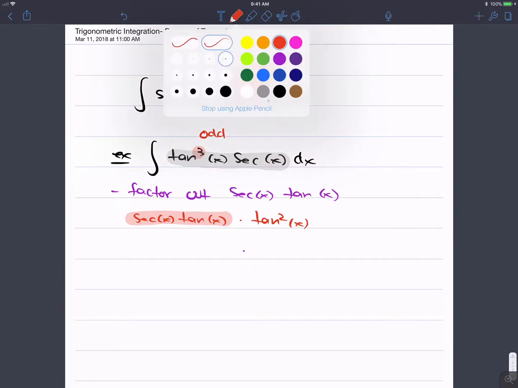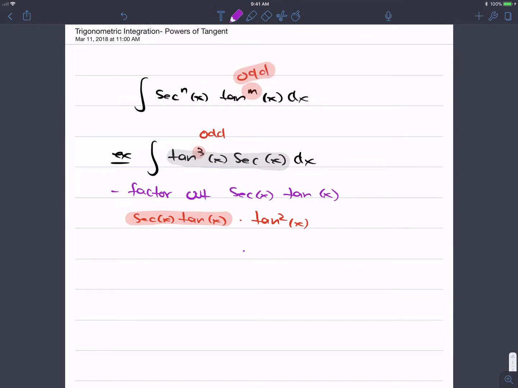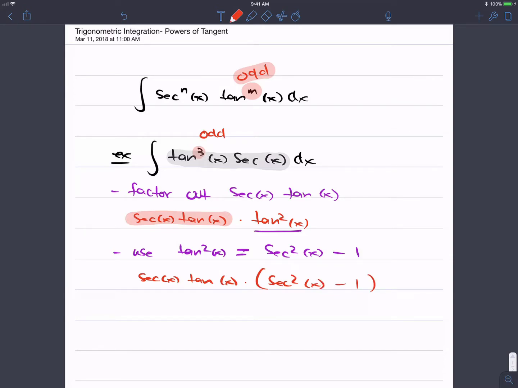Now, the next part of the procedure, the recipe, is going to be the following. You're going to use the Pythagorean identity. So we're going to use the fact that tangent squared x is equal to secant squared x minus 1. So there's a tangent squared x term here. I replace it now with secant squared x minus 1. So here's what we now have. We have that secant tangent factor times secant squared x minus 1, replacing my tangent squared.